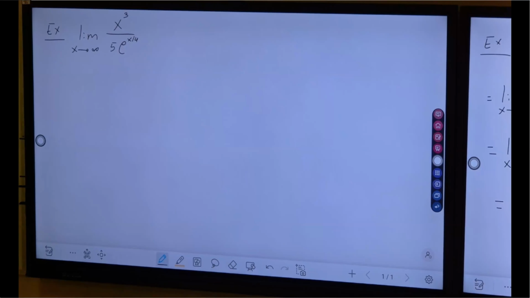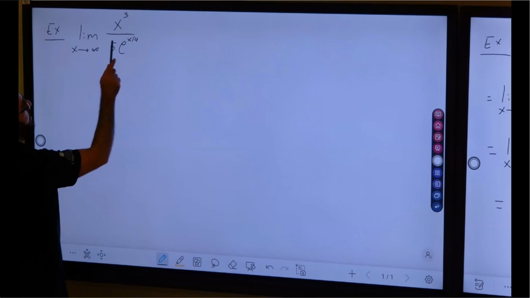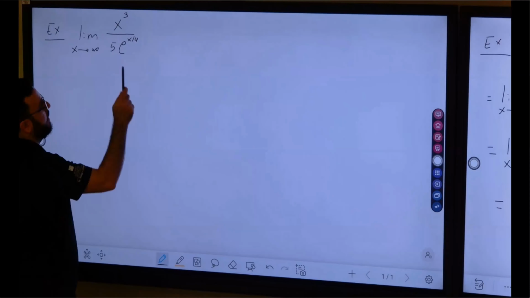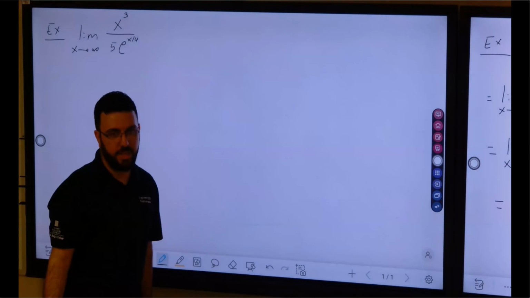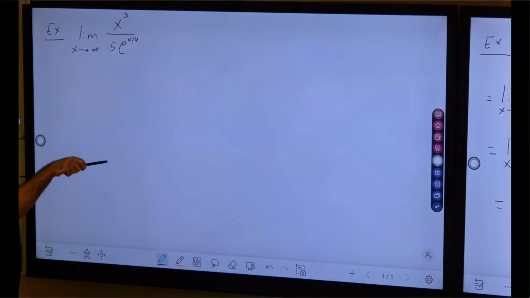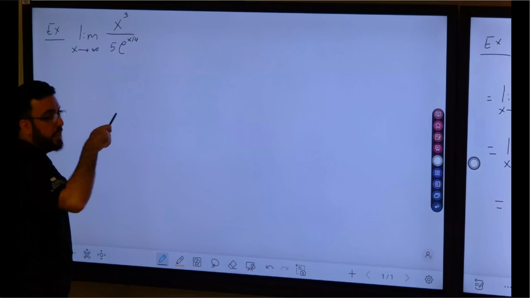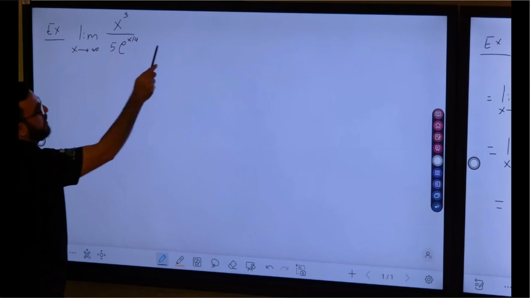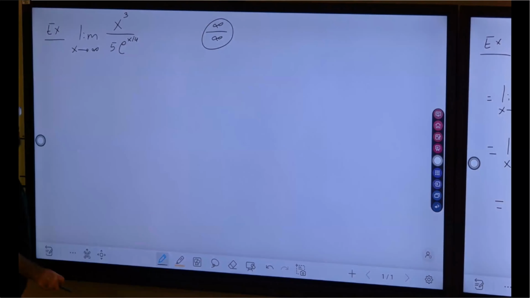Can I use the rule? If you plug in infinity here, it's going to be infinity. What about if I plug in infinity here? It's infinity. Infinity divided by 4 is still infinity. The exponential to the negative infinity is going to go to 0, but to the positive infinity is going to go to infinity. That means the whole thing here is infinity. So we got infinity over infinity, so I can use the rule.